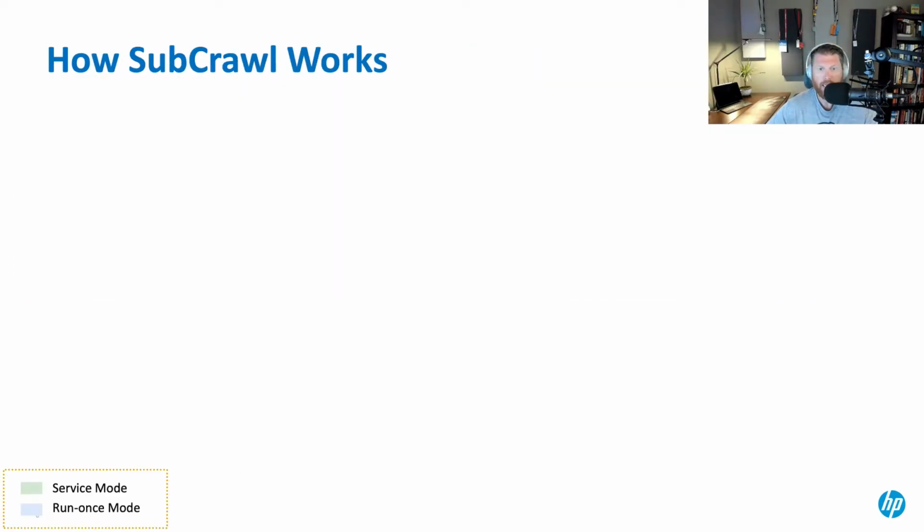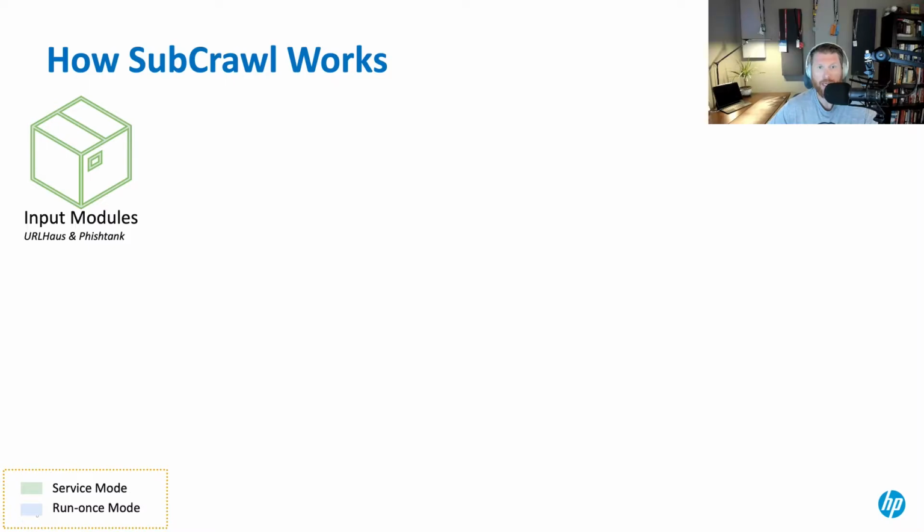Now that you have an idea of what SubCrawl is designed for, let's take a deeper look at how it works. SubCrawl has two modes of operation, service mode and run once mode. In this diagram, we'll begin by exploring service mode architecture first. Service mode begins by processing input modules that help to gather URLs, and our current integrations include URLhaus and PhishTank.